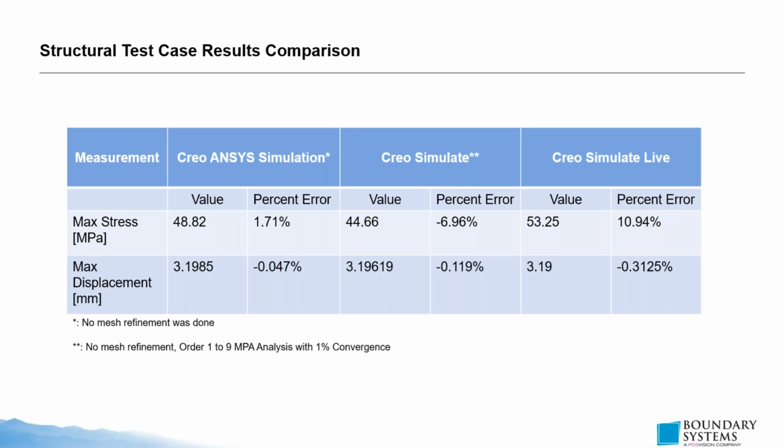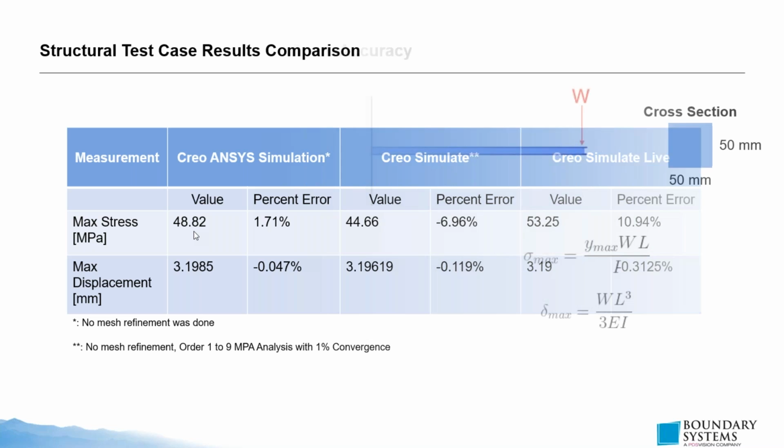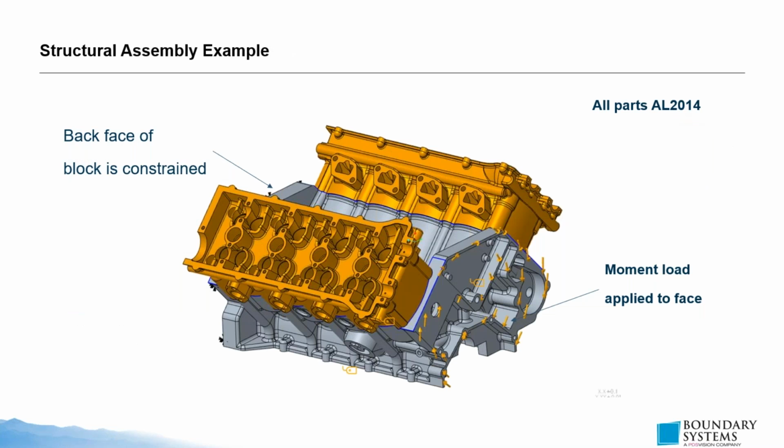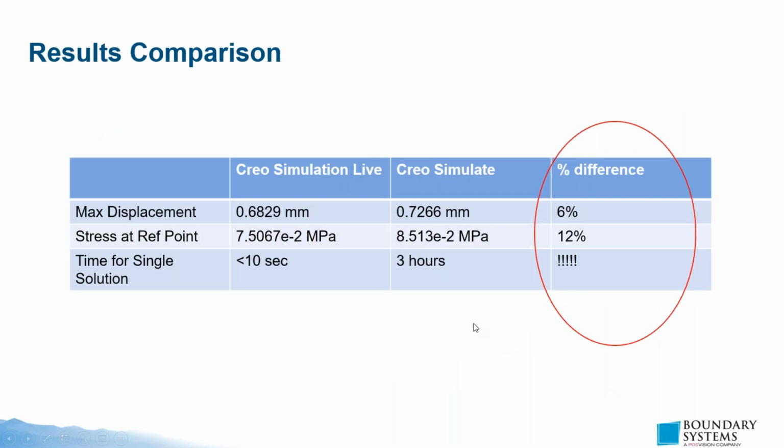The big benefit, again, is going to be the time of running. In this simple structural cantilever beam, all of these tools ran in about 10 seconds. But if we have a more complex assembly, let's say this engine block, all these parts are aluminum 2014. We fixed the back face and we just placed a moment on the front face. Here's where we start to see where the tool shines.